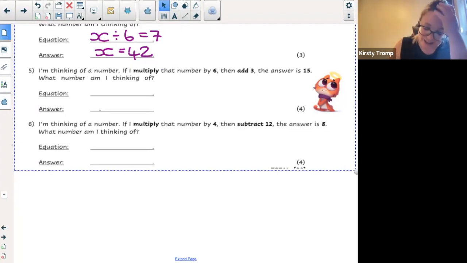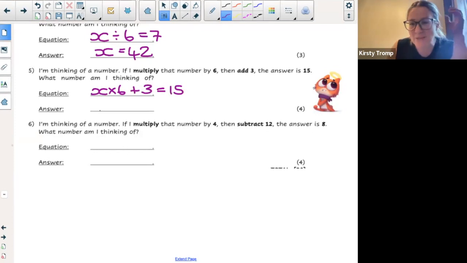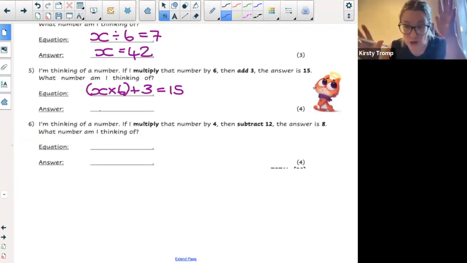What was your equation? X times 6 plus 3 equals 15. Well done. And to make sure that we do it really well, do you agree we could even put some brackets here, hey? Yes, ma'am. Because it says, what must we do first? If we multiply the number by 6 and then add 3. Do you agree? Yes, ma'am.